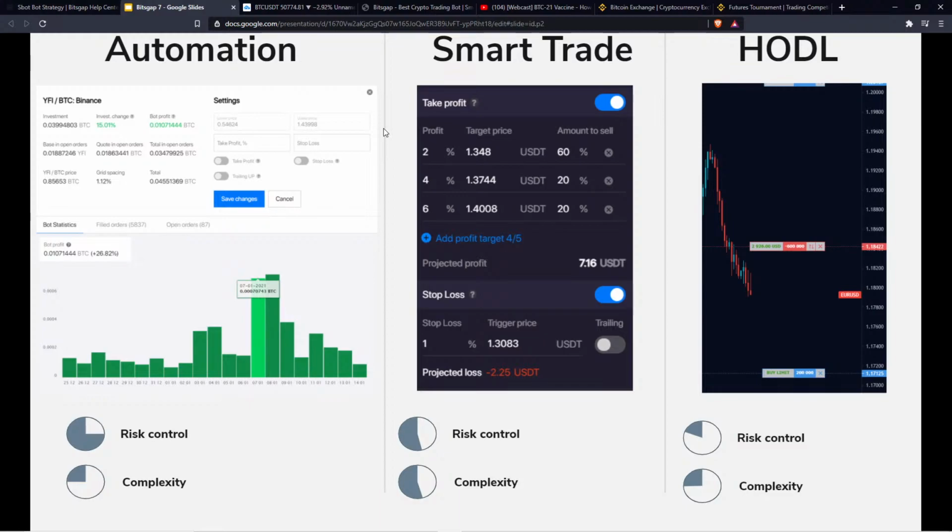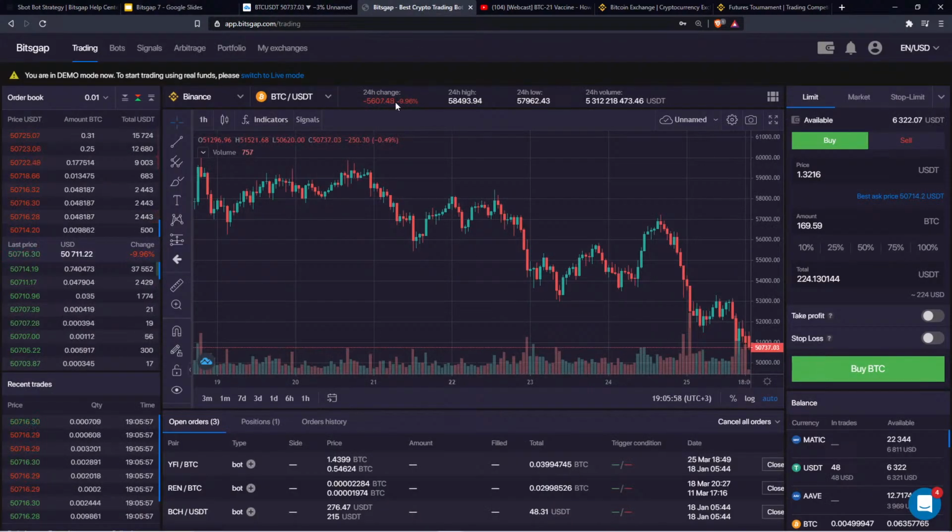And HODL is something that I consider an insecure, immature strategy, but still it is actual as of today, and we can still use a simple HODL strategy, but I would use it with other strategies like HODL plus automation or smart trade. So that's exactly what I'm going to show you today: how to automate, how to smart trade, and how to HODL with other strategies.